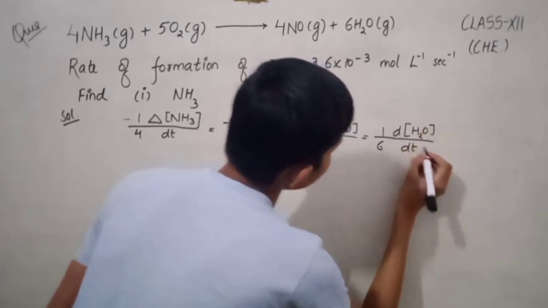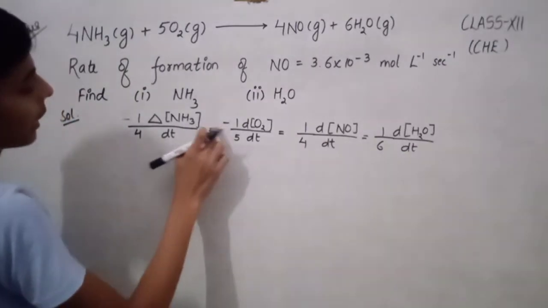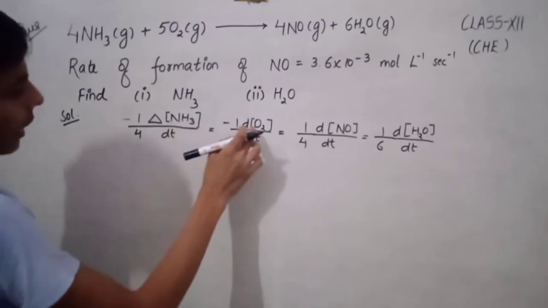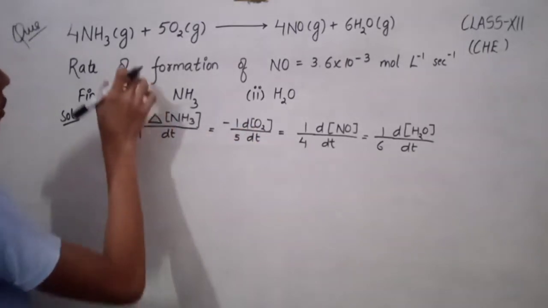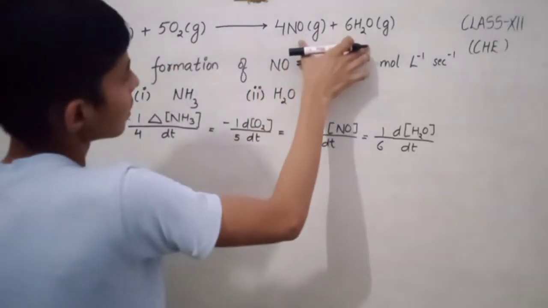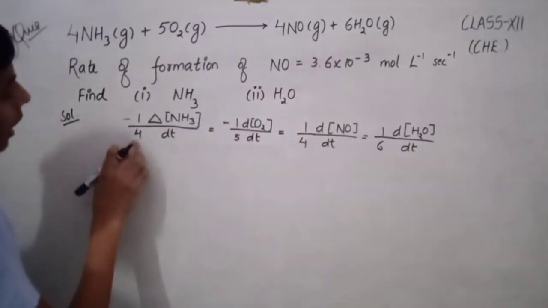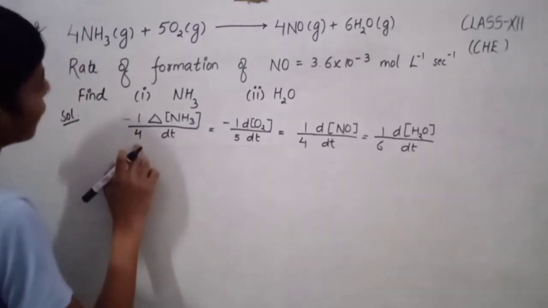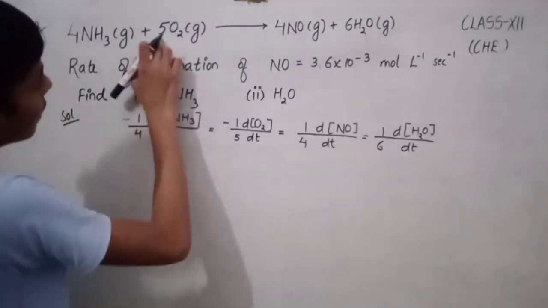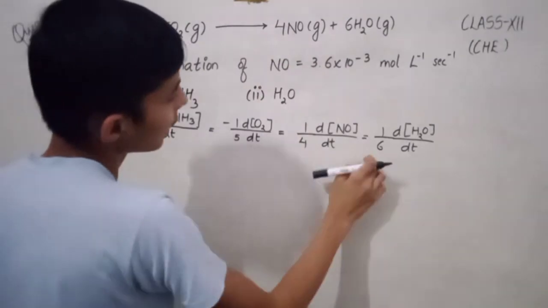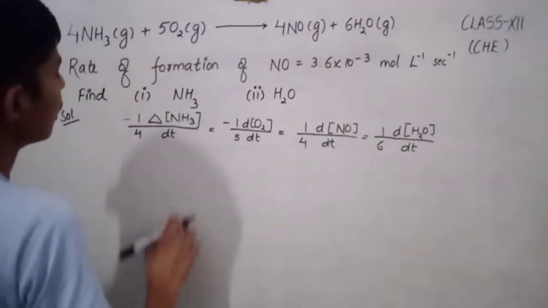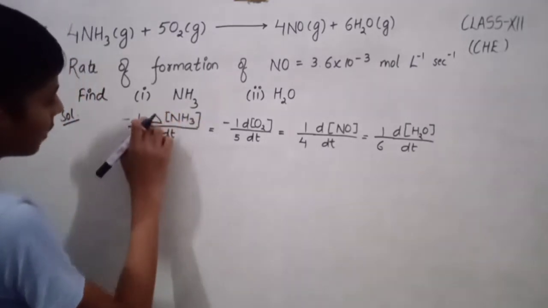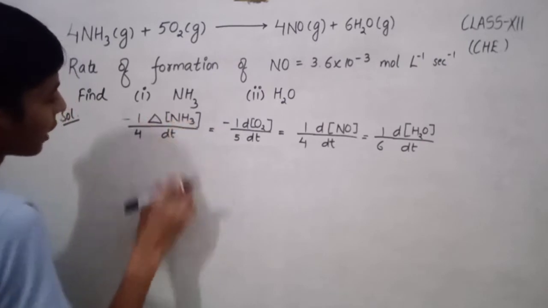divided by dt. Here the negative sign indicates that the concentration of NH3 and O2 is decreasing because these two reactants combine to give these two products. So here I have put 4 because I divide by 4, as the coefficient 4 is present, here the coefficient 5 is present, here the coefficient 4 is present and here the coefficient 6 is present. So we have to find the rate of disappearance of NH3.